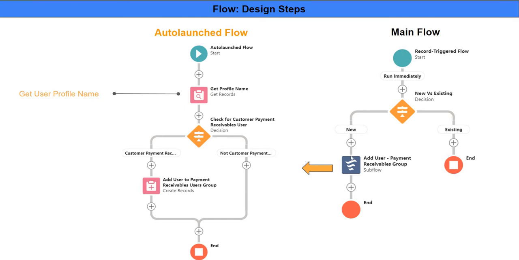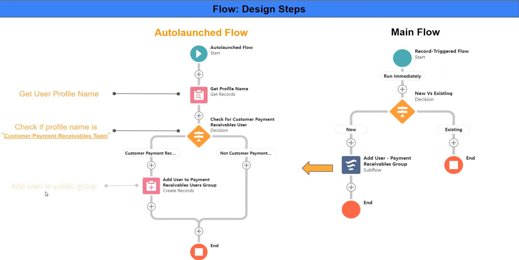The main flow acts as an entry point. It will have conditions to figure out whether the record is new or an existing record. If it is new, it will simply make a call to the autolaunched flow and pass the necessary inputs. Then we have to find whether the user being added has the profile name Payment Receivable Team. That would be the first thing that we will do. We will not hard code the profile name. We will use custom labels to refer to the profile name. And if the user has the profile Customer Payment Receivable, then we will put that user into the group.